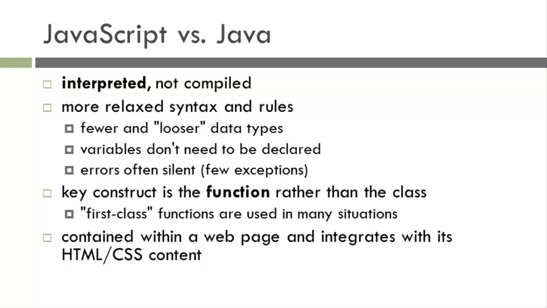In JavaScript, a key construct is that it is a function-driven language rather than a class-driven language. When you declare a variable, that in a sense becomes a class, and the properties and functions are available in the dot notation following that. JavaScript is also contained directly within a web page and integrates directly with its HTML and CSS content.